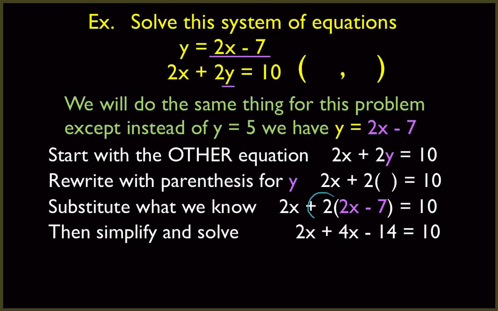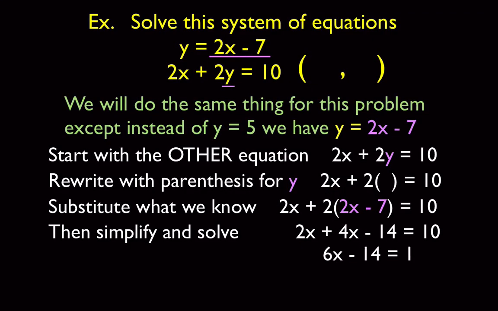Okay, take that 2 on the outside. 2 times 2 is 4. 2 times negative 7 gives me my negative 14. Okay, at that point I can now solve. Combining like terms gives me 6x minus 14. Adding 14 to both sides, 6x equals 24, which gives me x equals 4.